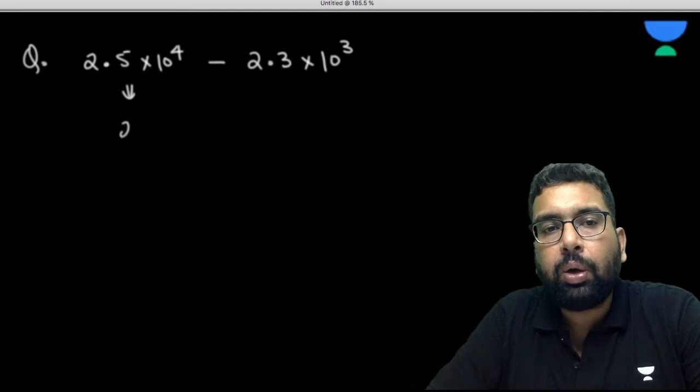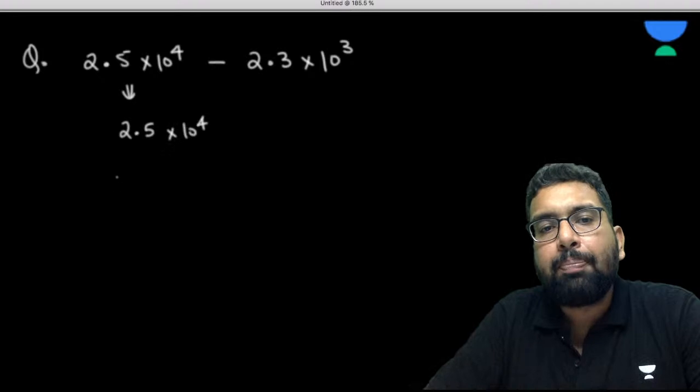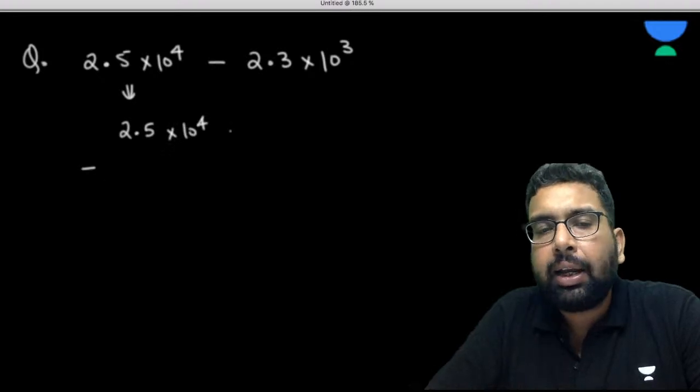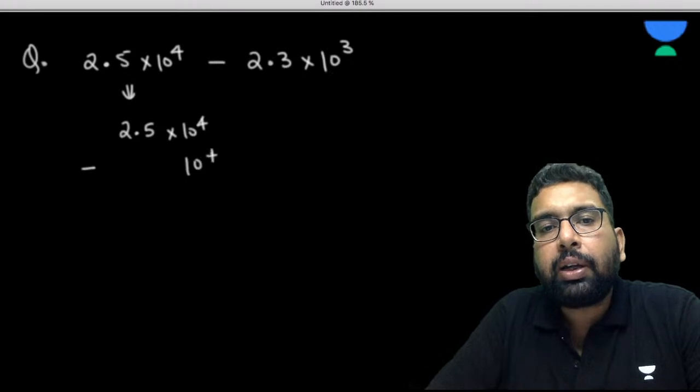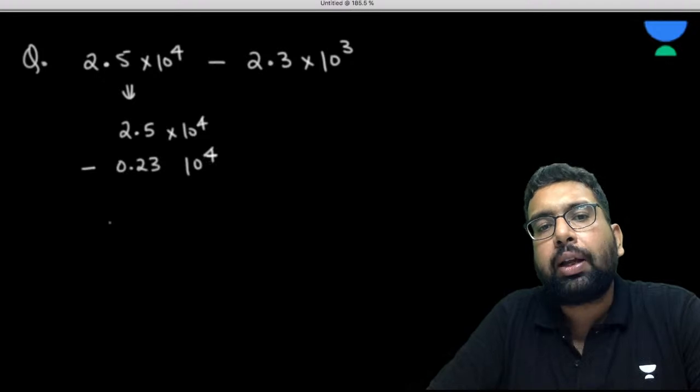So what are we going to do? We are going to write 2.5 into 10 to the power 4 minus. Okay, let it be. Now, can we convert this 10 to the power 3 to 10 to the power 4? Yes, sir, certainly. How? If we write it as 0.23.